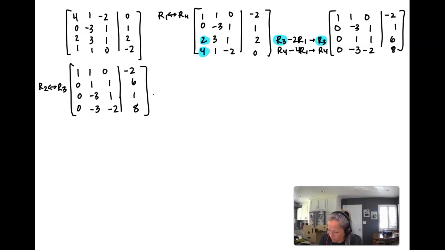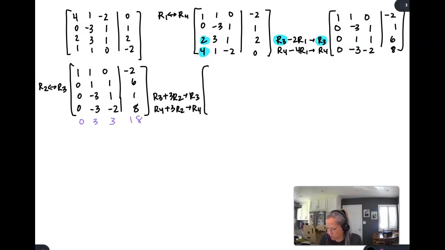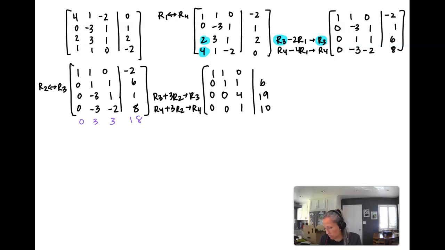So both of these are now row 3 plus 3 of row 2. That's my new row 3. And row 4 is also plus 3 of row 2. That's my new row 4. Since I'm using row 3 times that in both places, I'm going to give myself a little cheat sheet here, so I don't have to think as much as I do these additions. So 0, 0, 4, 19. Ugh. 0, 0, 1, 10. This isn't looking good for the home team. And then 0, 1, 1, 6, and 1, 1, 0, negative 2.